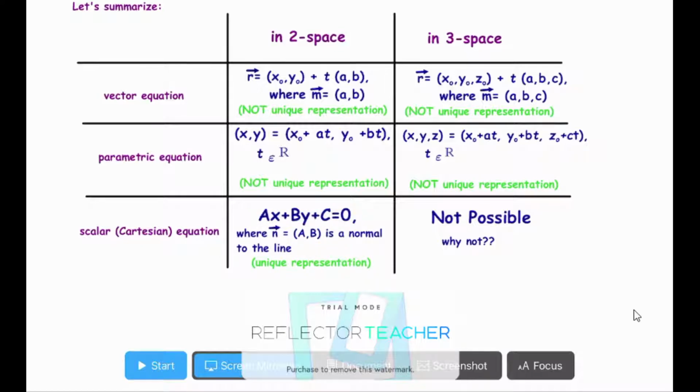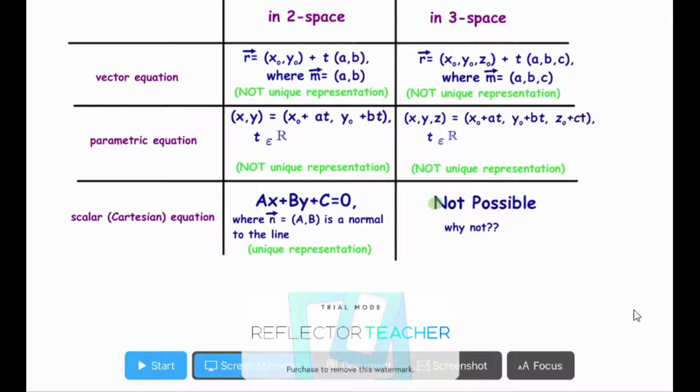Let's talk about R3. The vector equation is very similar. We have a position vector plus t times our vector a, b, c, where m, a, b, c is our direction vector. Once again, not a unique representation. We can have any point on the line listed here, and we can use any multiple of our direction vector. We've seen a number of different options there previously. Parametric equation, once again, x, y, and z components: x0 plus at, y0 plus bt, z0 plus ct, where t is an element of the reals. Different ways of writing that. The scalar equation of a line in 3D is not possible.